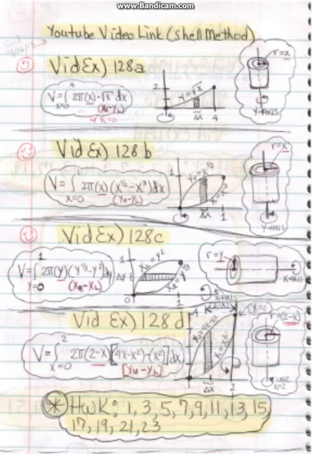There's also variation in the height of the function, but it's very similar to 128b, in that the height is the upper y function minus the lower y function. So keeping that in mind, let's go to the problem we're working on and see which one of these different scenarios it fits into.